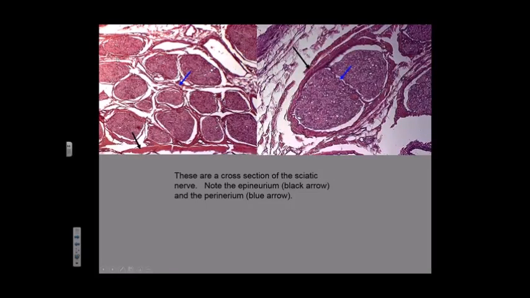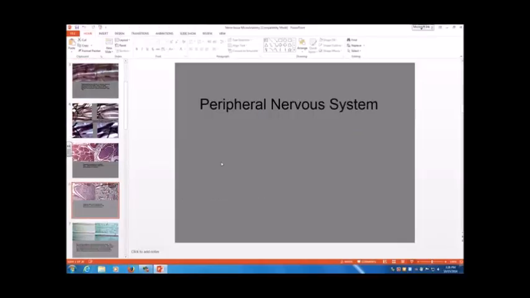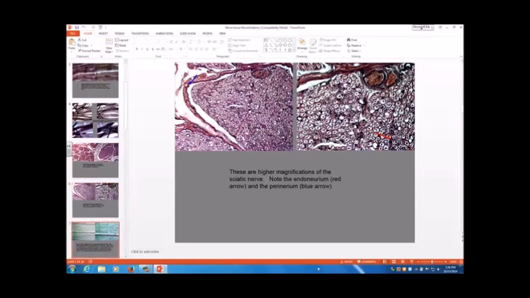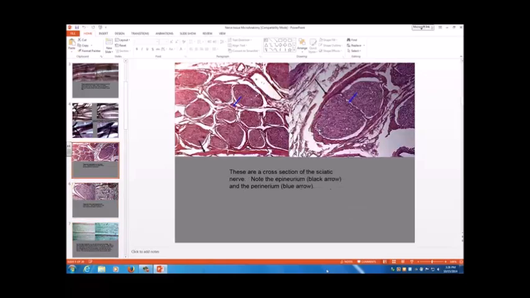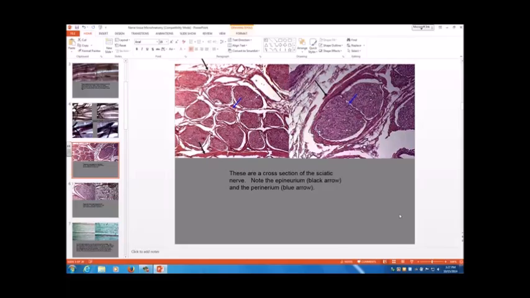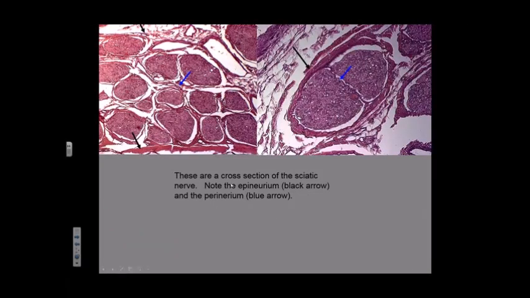Oh, wait a minute, that's wrong, because this arrow, it's a black arrow. Black arrow is here. So let's make another black arrow, so that way it makes sense to me. Let's put this black arrow, Control C, Control V, and we'll get that arrow and put it down here too, because that's the epineurium. Here's a black arrow right there too. That makes more sense to my brain. So the black arrow is the epineurium. That's the connective tissue on the outside.